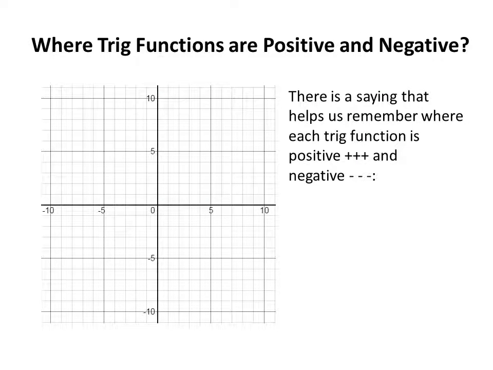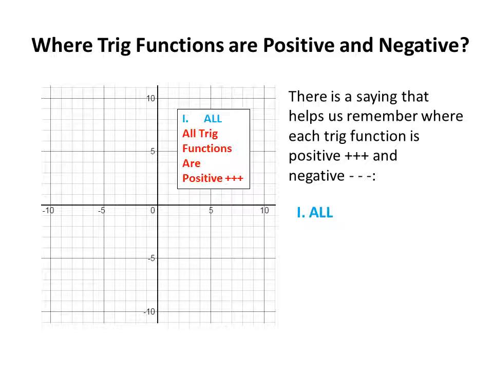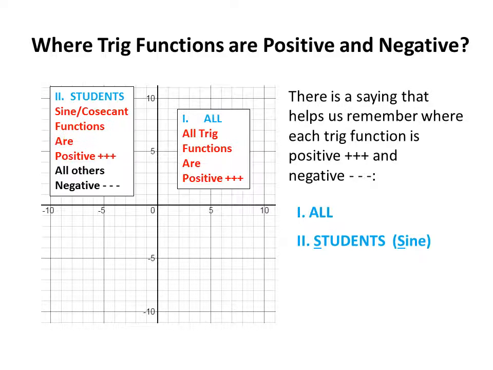So, where trig functions are positive and negative. In the first quadrant, all functions are positive, and that's because we know in the first quadrant that our x and y are both positive. So if I'm dividing an x and a y that are both positive, my trig functions are all going to be positive. But if we move to the second quadrant, we take this saying, All Students, and we see that we have this S underlined in Students. That goes with sine. That's giving us a hint that our sine, and then of course the reciprocal of sine, which is our cosecant function, are also positive. So sine and cosecant are positive. All other trig functions in the second quadrant are negative, as we saw in our last example.